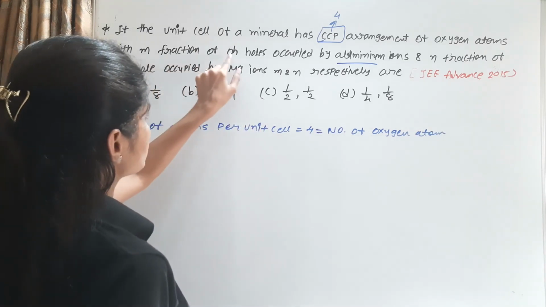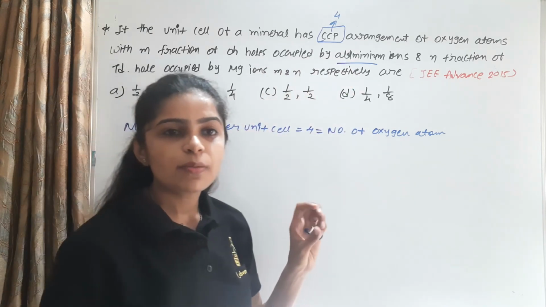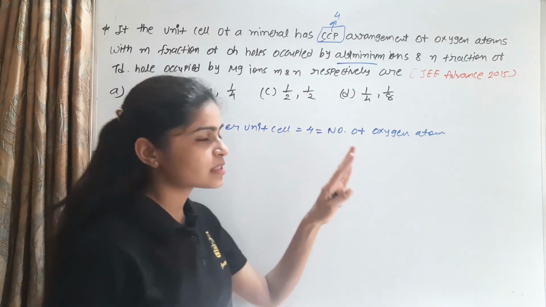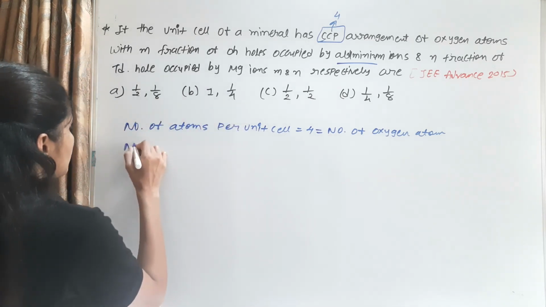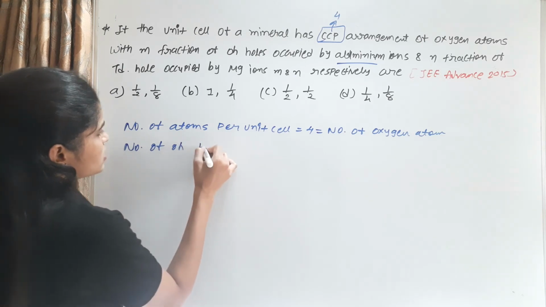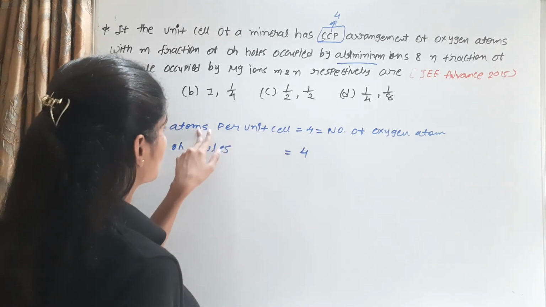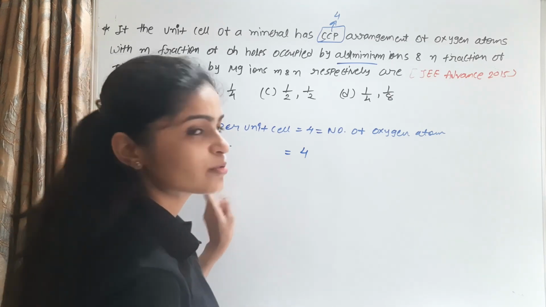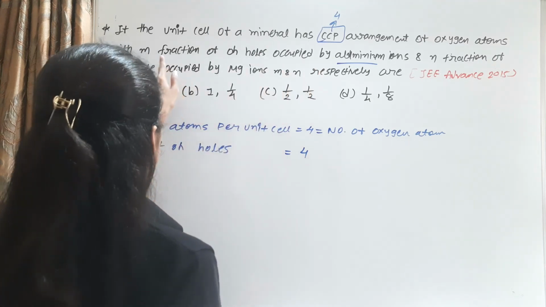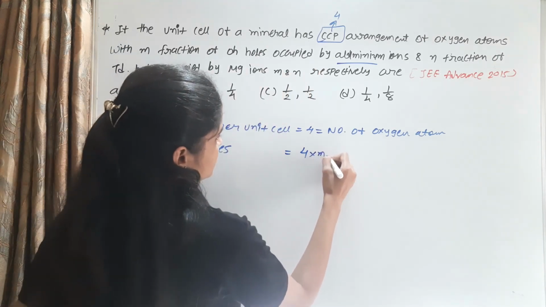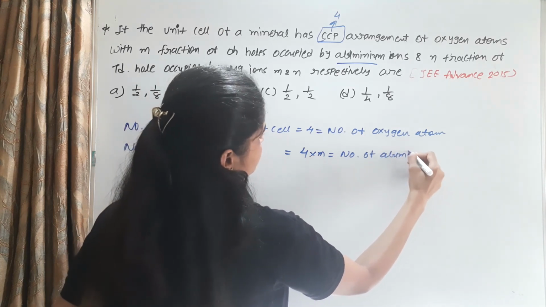Then M fraction of octahedral voids occupied by aluminium. We know that the number of atoms per unit cell is equal to the number of octahedral voids. So the number of octahedral holes is equal to 4, and its fraction is given as M. So multiply 4 with M. This is the number of aluminium ions.